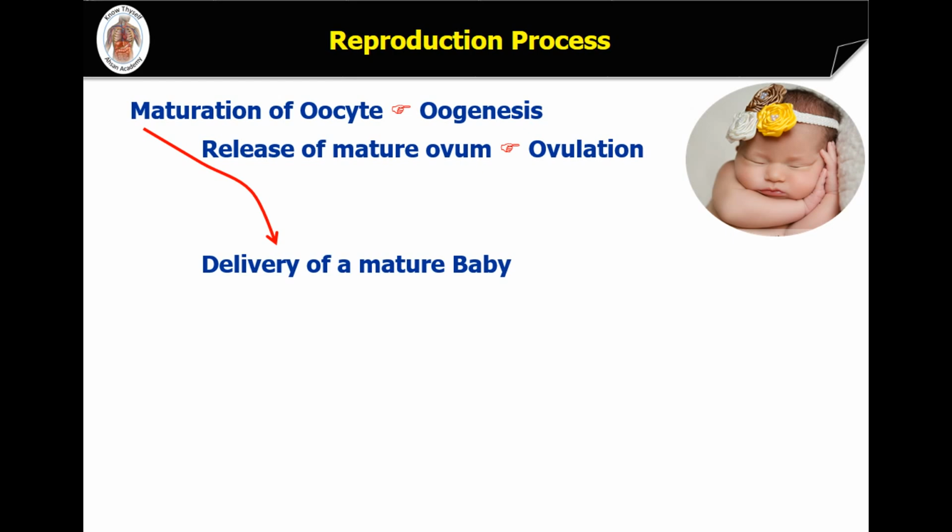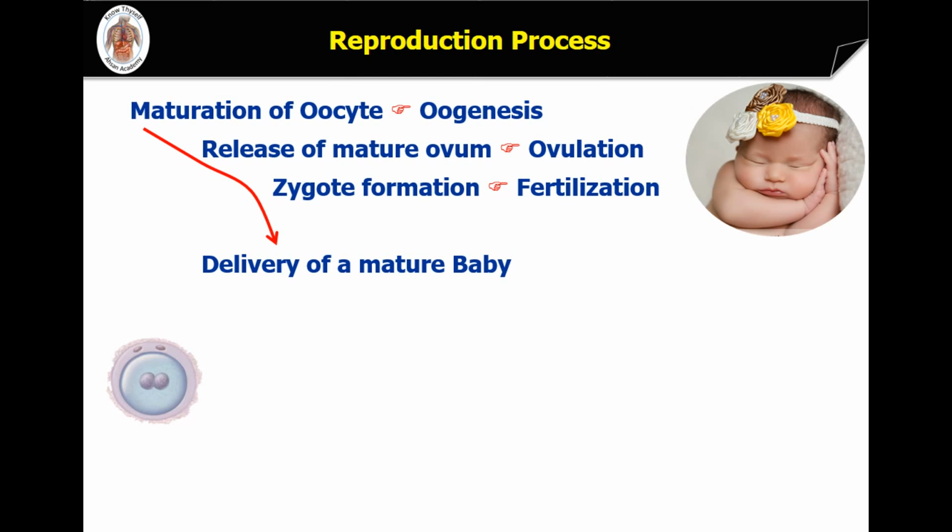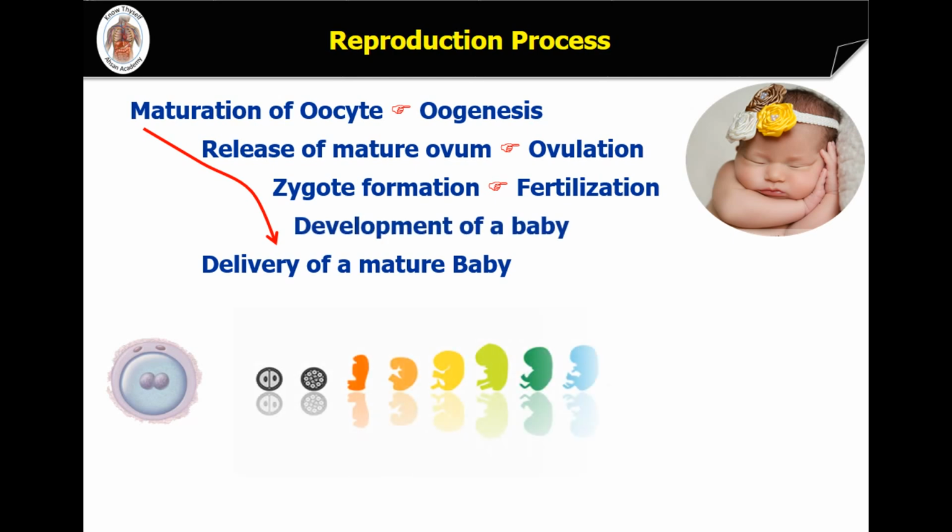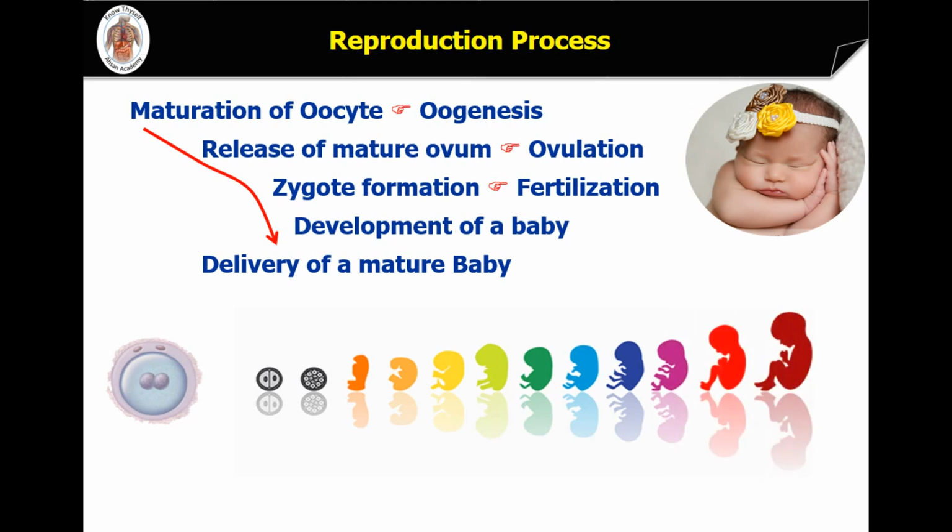This is expelled out of the ovary by ovulation, and that meets with the male counterpart to form a complete cell. This is fertilization, and then gradually the fertilized zygote increases and differentiates, by cell proliferation and differentiation, to make a complete baby, and that baby is delivered. In this way the total reproductive process is completed.